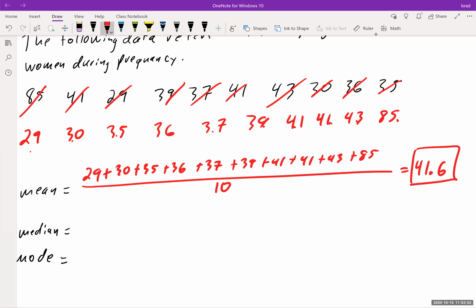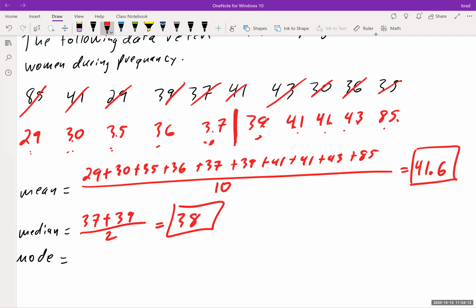So we got 1, 2, 3, 4. We said there was 10, right? So I got to go to the middle of the fifth term. 1, 2, 3, 4, 5. So that's right here. So we're smack dab in the middle right here. We got to find whatever number is that. So I'm going to take 37 plus 39 divided by 2, and we should get 38. So that's our median.